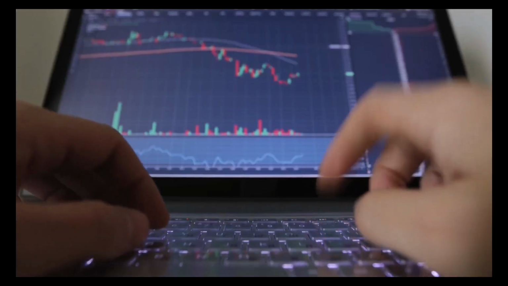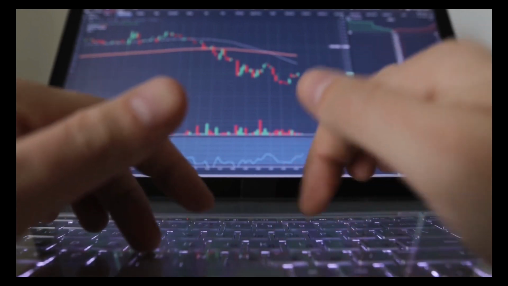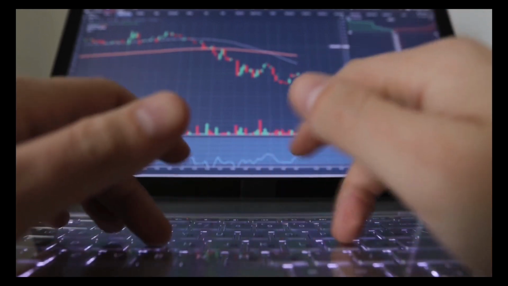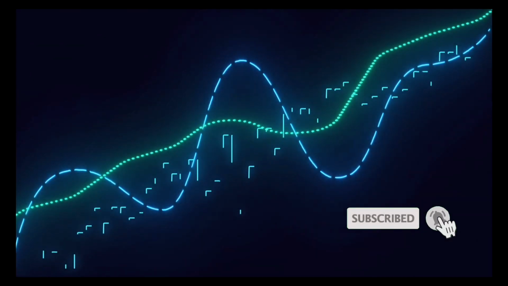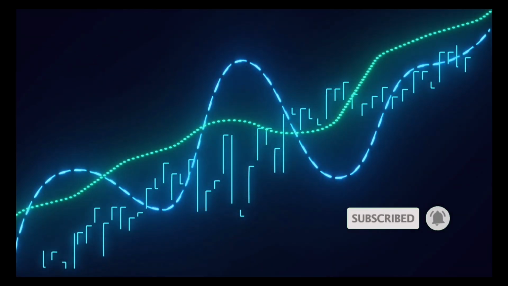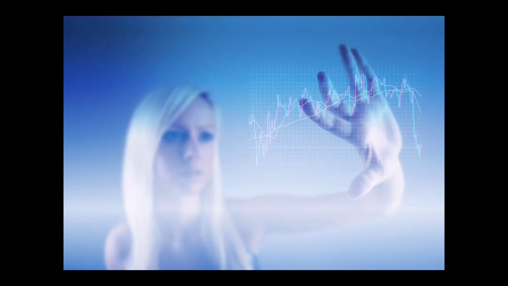Step 1. Understanding the basics. Smart money chart patterns are a type of technical analysis tool used to predict future market trends. They are based on the idea that certain price movements form identifiable patterns that traders can use to predict future price movements.